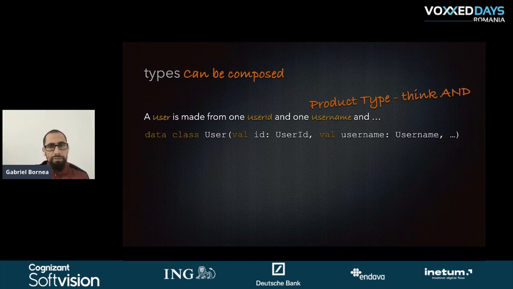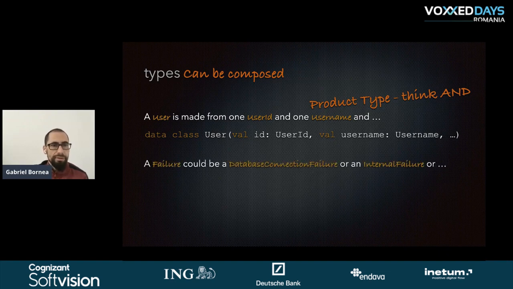Another way in which you can compose types is like this. So let's assume we have to model failures in our domain. And the failure could be maybe a database connection or a downstream service connection failure or an internal failure or so on.